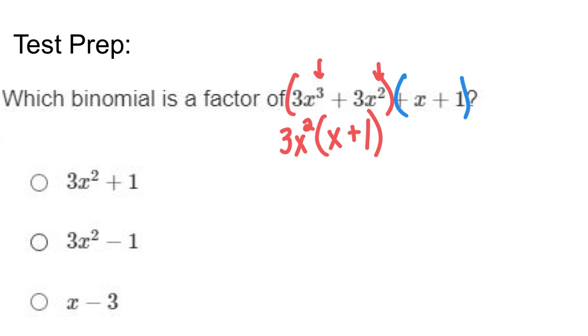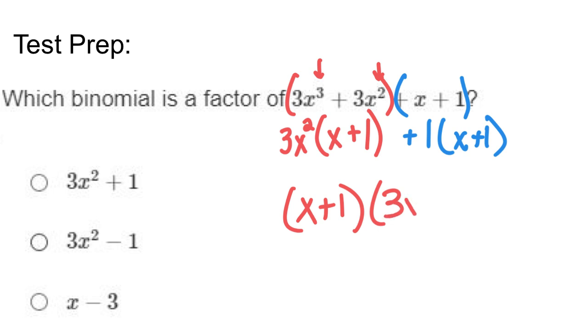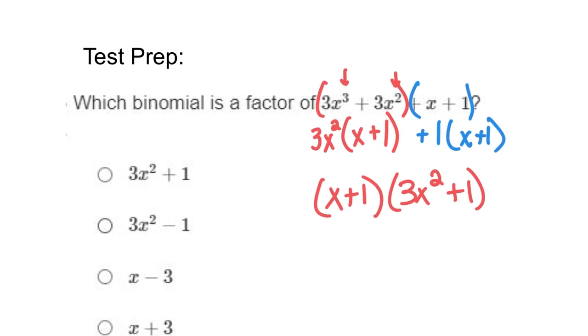And then in the blue group, we have to do the same thing. We need to end up with x plus 1 in the parenthesis, because I know if I'm doing grouping right, that will happen. So what can I multiply by x plus 1 so that I end up with an x plus 1 like I had to start with? Well, the only thing that we could put there would be a 1, because that's the only thing that won't change it. And so my factors will be x plus 1 and 3x squared plus 1. So out of my answer choices here, the only one that shows up from that list, that's one of the binomials I just got, is A.